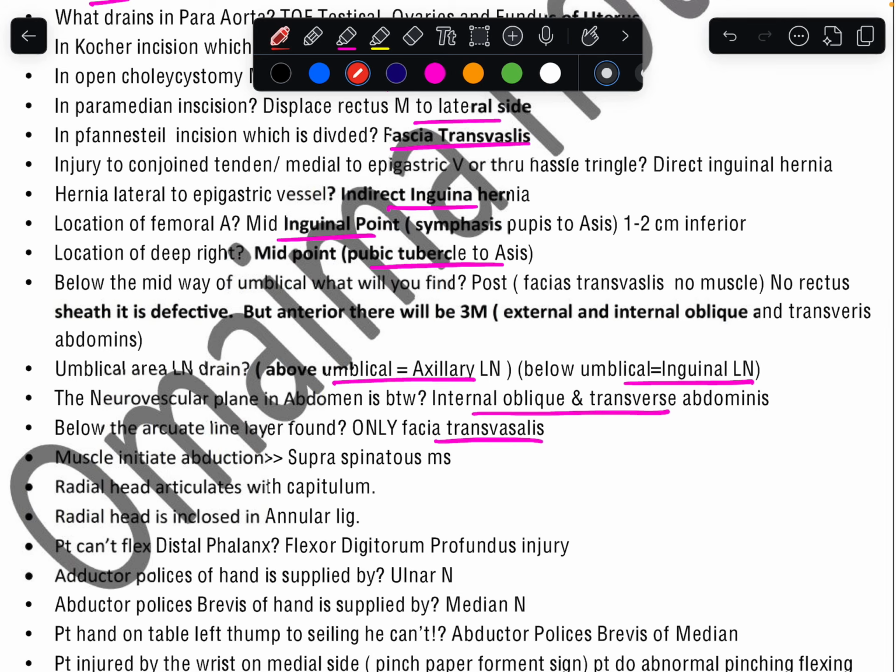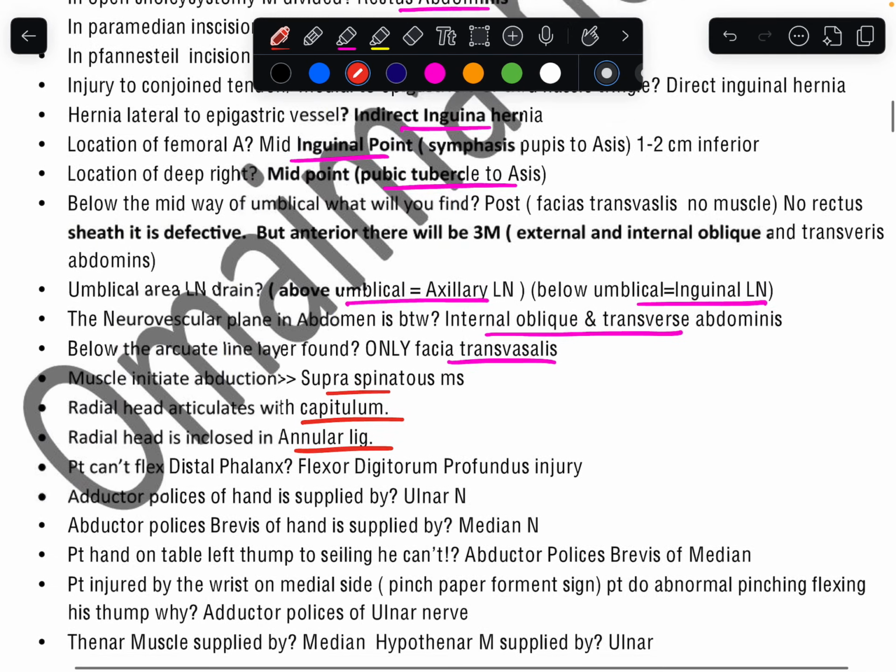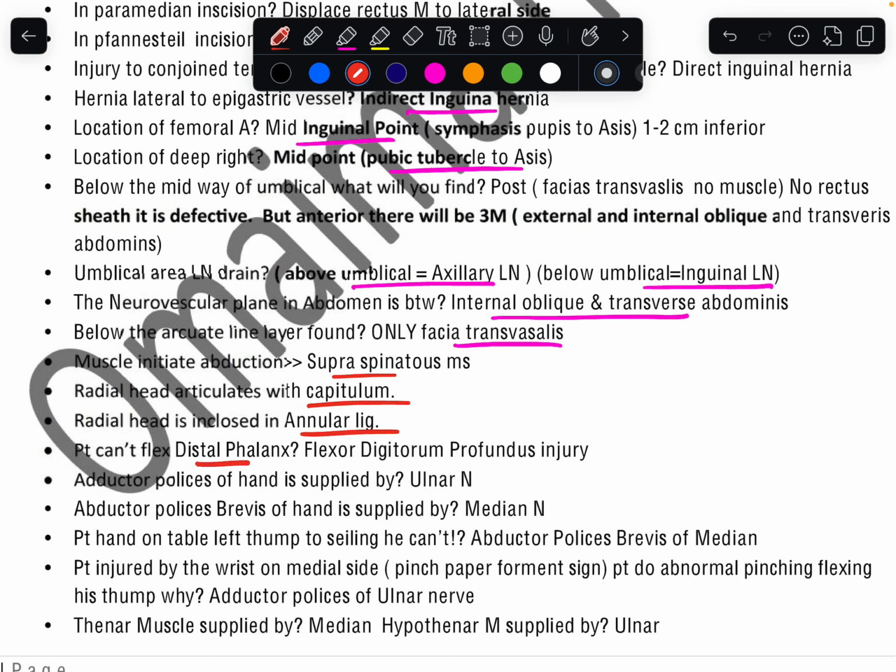Muscle that initiates abduction of the shoulder is supraspinatus. Radial head articulates with the capitulum. Radial head is held by the annular ligament. Patient can't flex distal phalanx: flexor digitorum profundus. Abductor pollicis brevis is supplied by the recurrent branch of the median nerve. Adductor pollicis by the ulnar nerve.